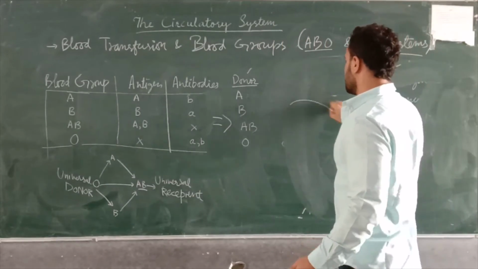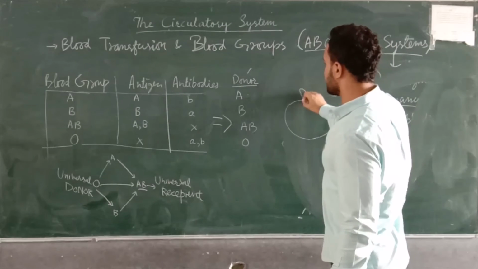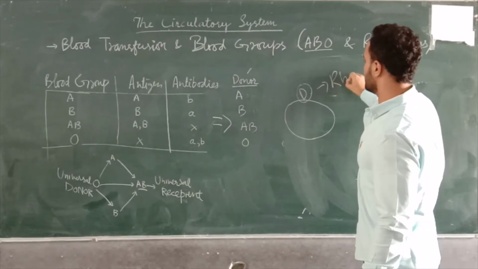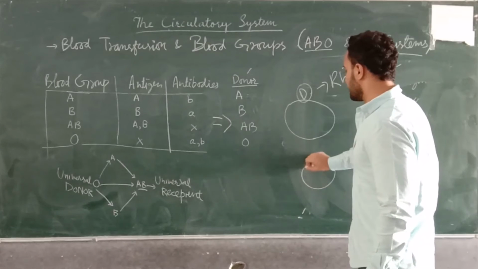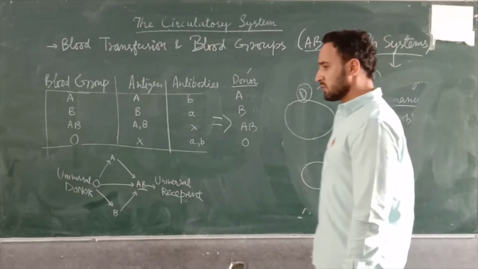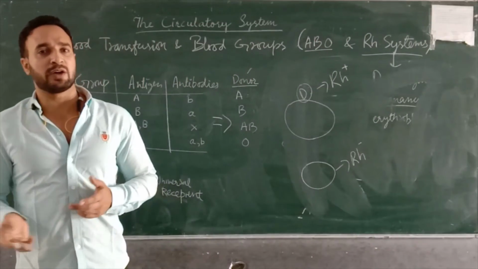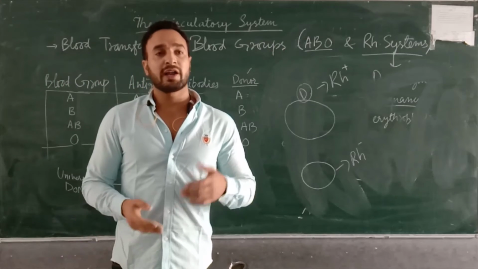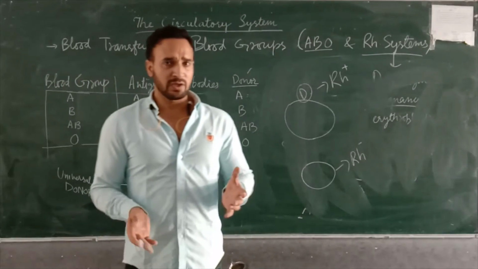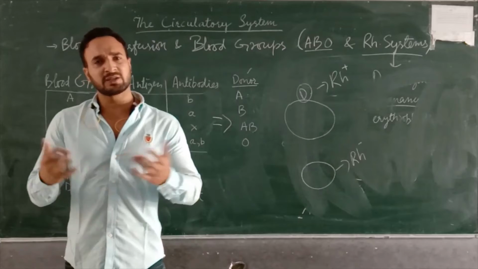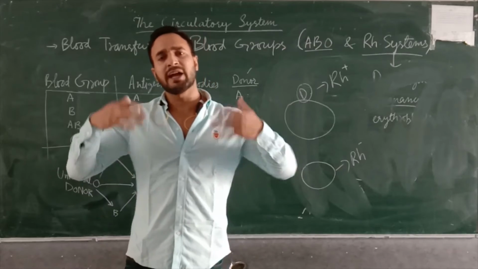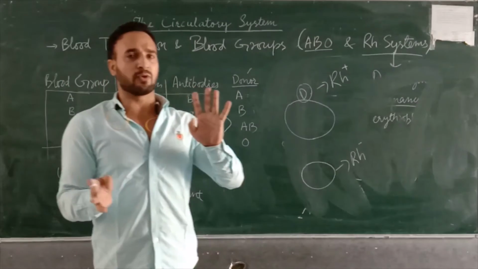This is the surface of RBCs, and if D antigens are present here, that person is called RH positive. And if D antigen is absent, that person is called RH negative. So a person can be A positive, B positive, AB positive, O positive, or A negative, B negative, AB negative, O negative. Irrespective of the RH factor, the ABO blood group is present in every human being. You can be A, B, AB, or O. There are only 4 kinds, right?